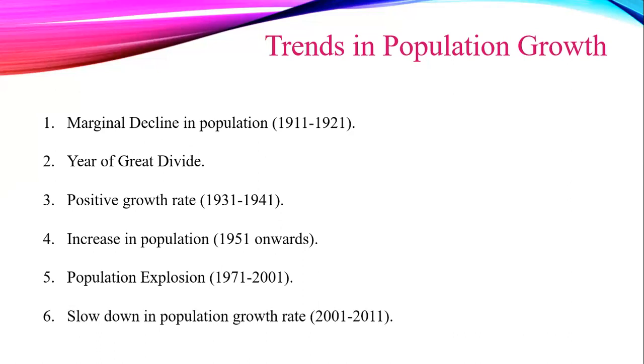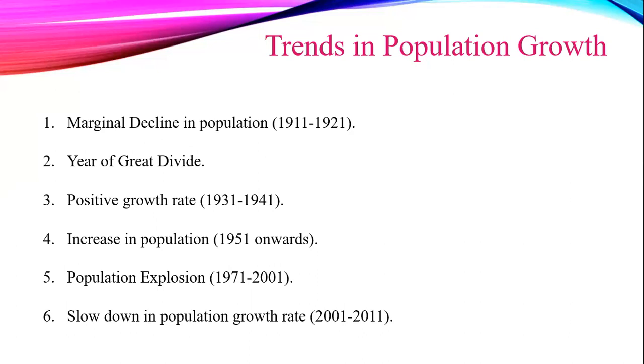And the last trend: slowdown in population growth rate, 2001 to 2011. There is an indication of slowdown in the growth rate of population from 1.9% in 2001 to 1.4% in 2011. This shows that the average annual growth rate is declining.